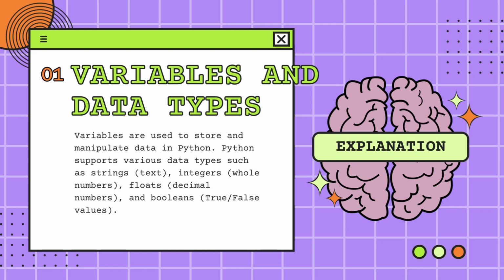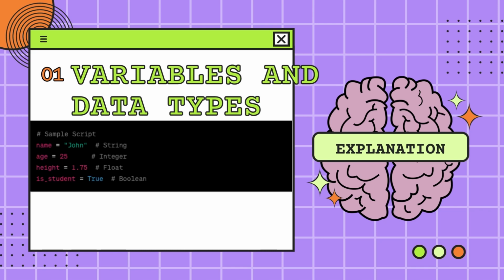In this example, we define different variables. Name stores the string value "John", age stores the integer value 25, height stores the float value 1.75, and is_student stores the boolean value True.